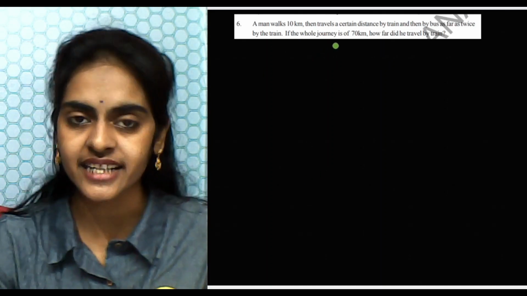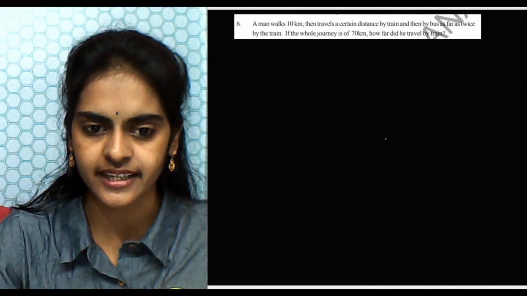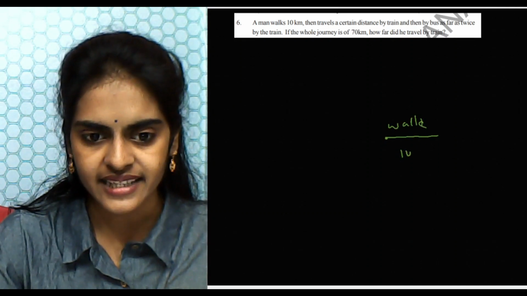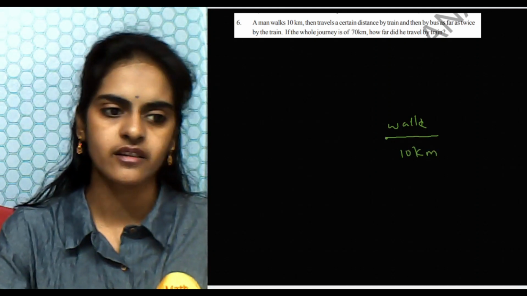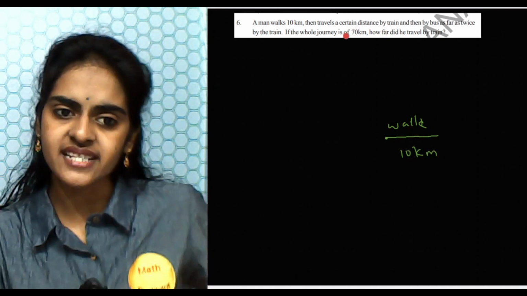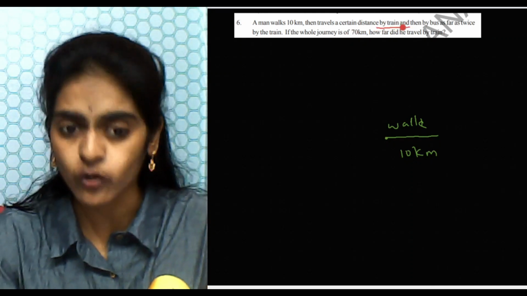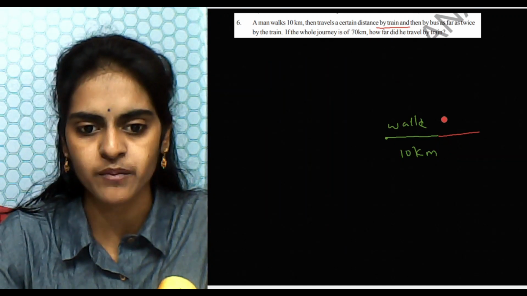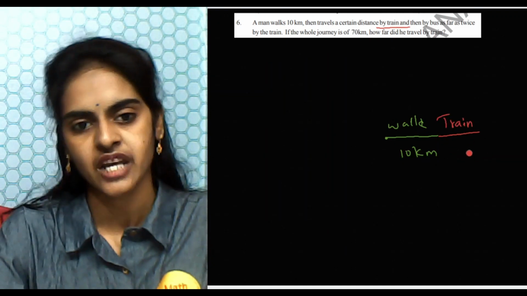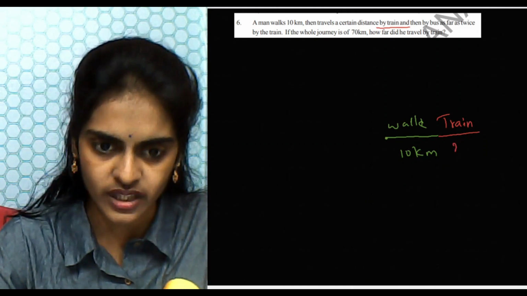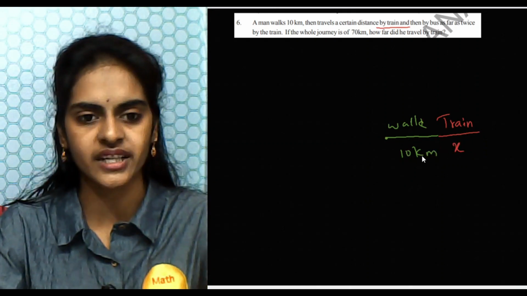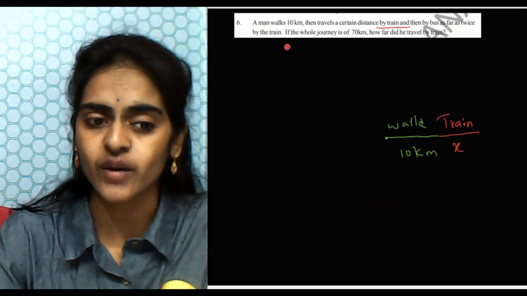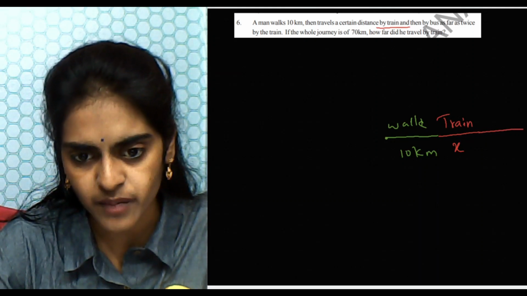A man walks 10 kilometers. Okay, a man is walking 10 kilometers, so from this point he is walking, going 10 kilometers by walk. What is the next one? After a certain distance, he goes by train. After this 10 kilometers he is going by train. Let that distance be x, because you don't know what distance it is. Then by bus, as far as twice by train. Then he is going by bus.